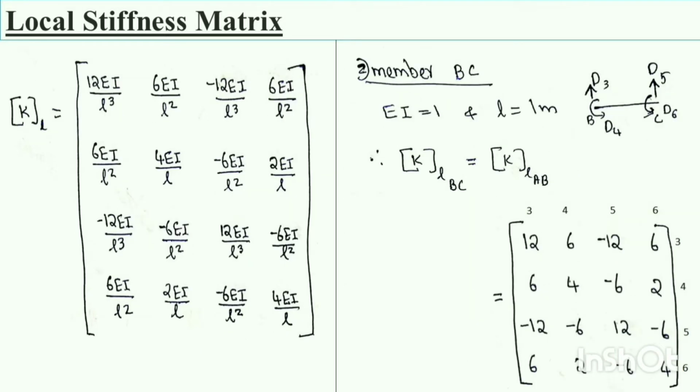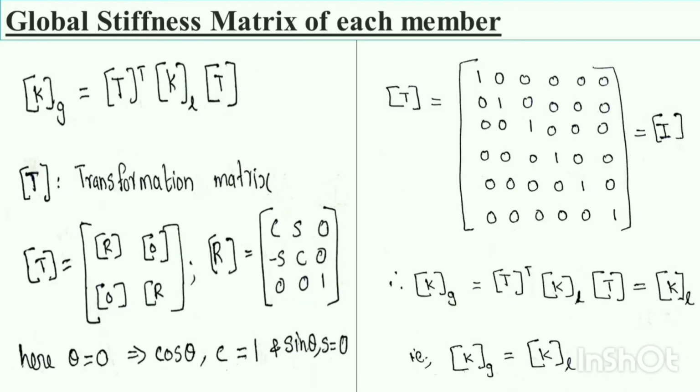Okay. Next, for member BC, again EI equal to 1 and L equal to 1 meter. So KL of BC will be same as KL of AB. The values will be same, but here displacements are 3, 4, 5 and 6. Therefore, the rows and columns will be marked 3, 4, 5 and 6. But the inner values of the matrix will be same. Okay, so this is the local stiffness for AB and BC. Next we can find the global stiffness matrix for this structure.